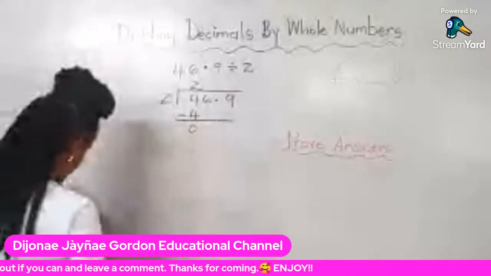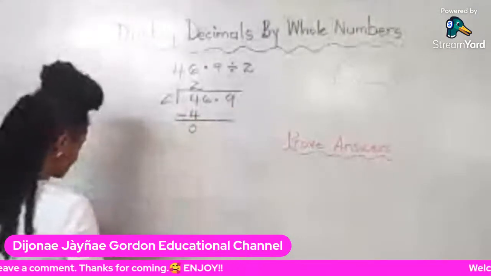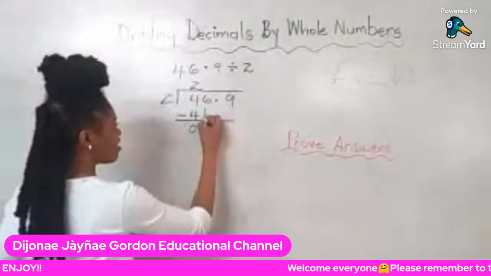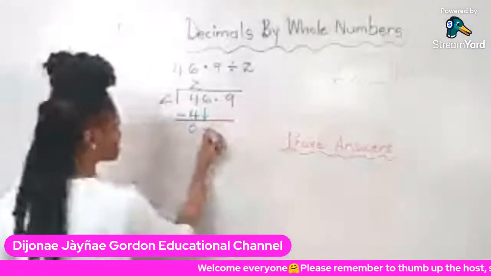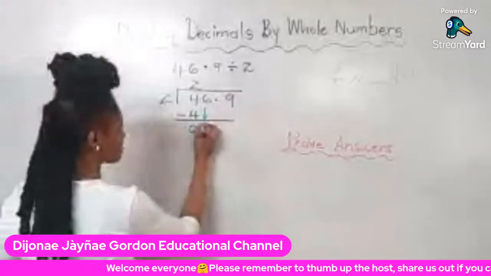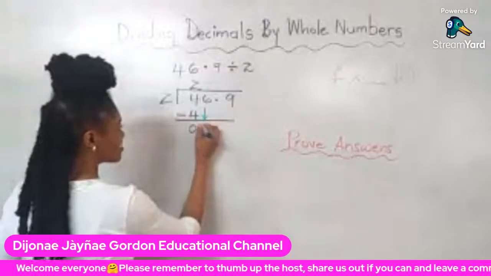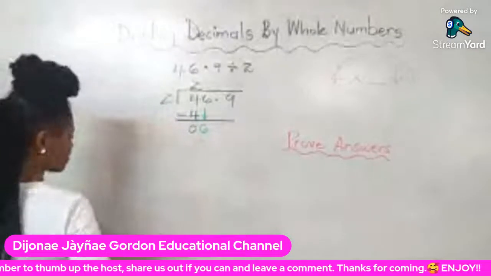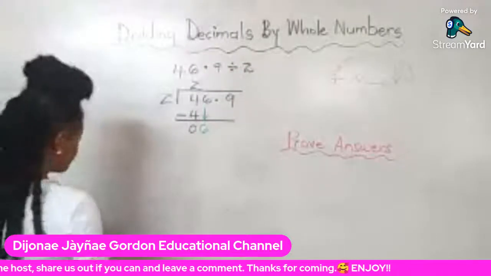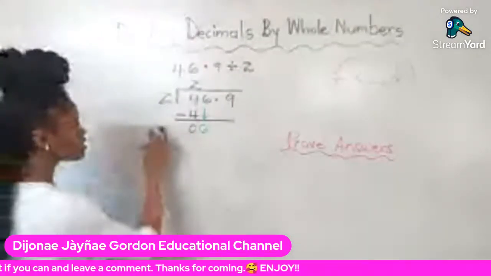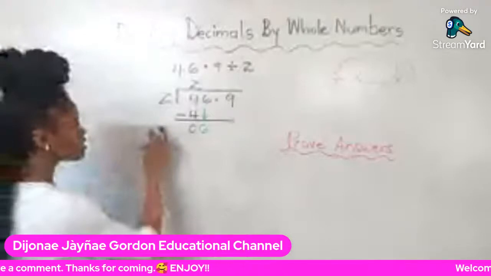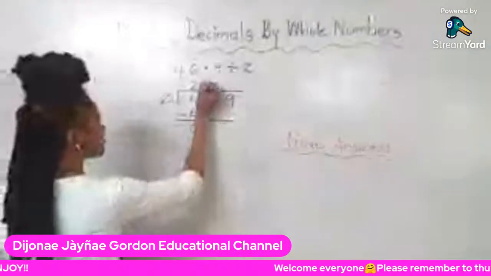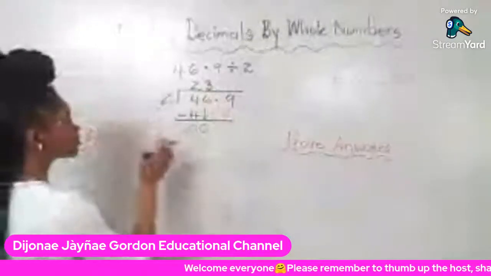The next step is to carry down the next digit, that is the 6 that is in the 1 place. And of course, I am going to ensure that I carry it right down. Now you are going to say to yourself, how many groups of 2s can you get from 6? And of course, that's 3 groups of 2s.